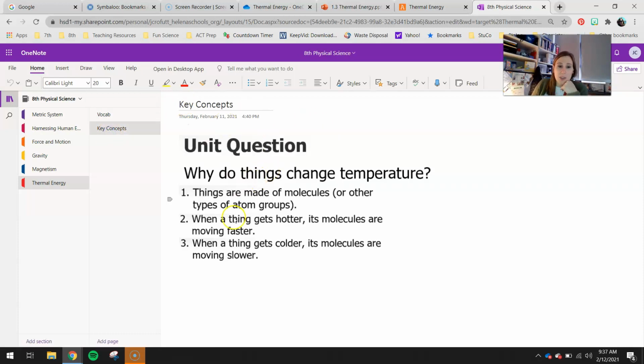Okay, finally, key concepts. You guys are going to add 1, 2, and 3. Things are made of molecules. I like to say matter is made up of molecules. That's a little bit more scientific word than things. So matter is made up of molecules or other types of atom groups.